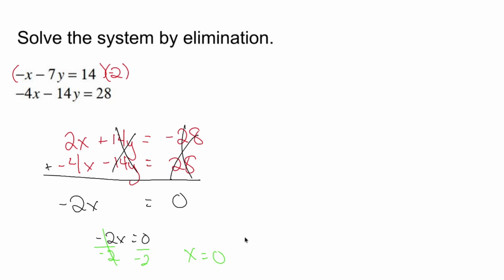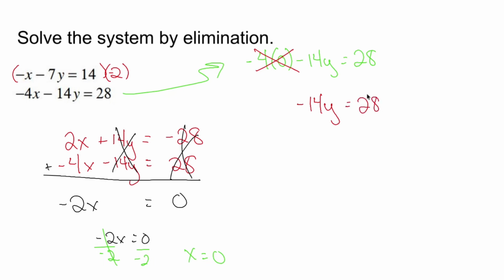Now that I know x is 0, I can go up here and plug it into any equation I want to get my y. It doesn't really matter which one I use. I could use the bottom one, who cares? I'm going to rewrite the bottom equation and substitute 0 for x. So -4 times 0 minus 14y equals 28. Okay, -4 times 0 crosses out. Drop down the -14y equals 28.